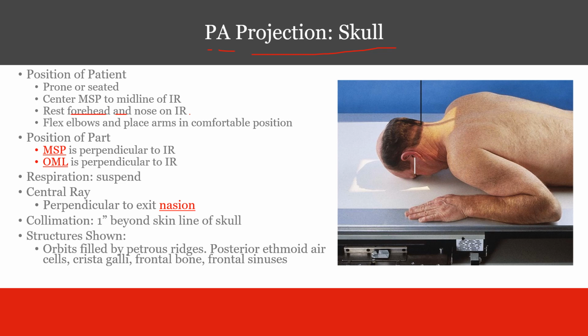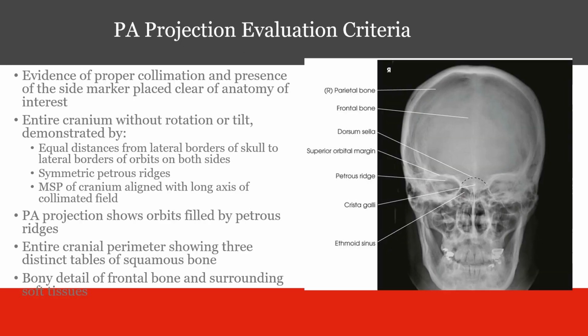The respiration is suspension, and we're going to center perpendicular to exit the nasion. We're going to have collimation 1 inch beyond the skin line of the skull. The orbits should be filled by the petrous ridges and the ethmoid air cells. Crista galli, frontal bone, and frontal sinuses are demonstrated.